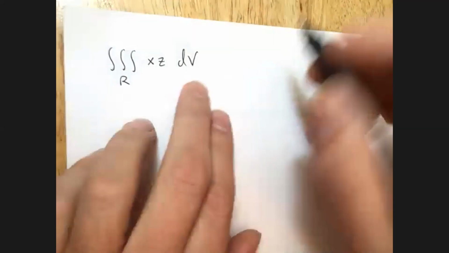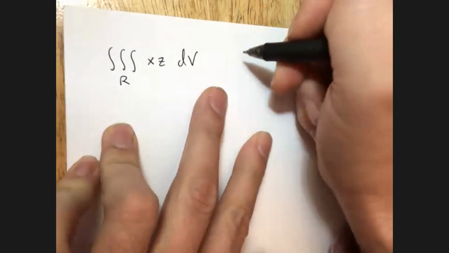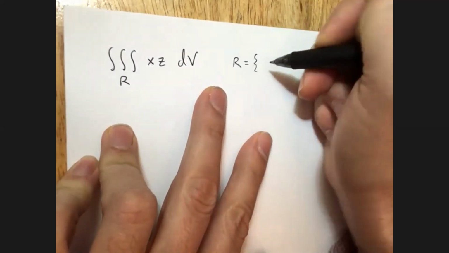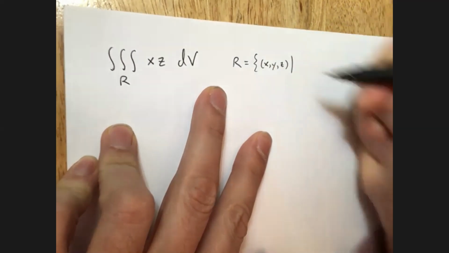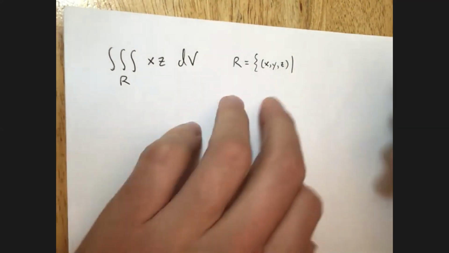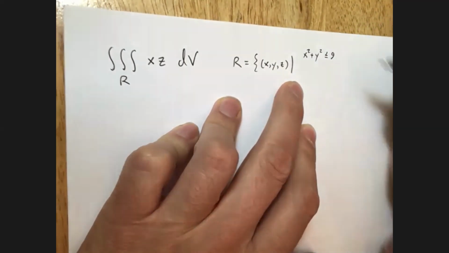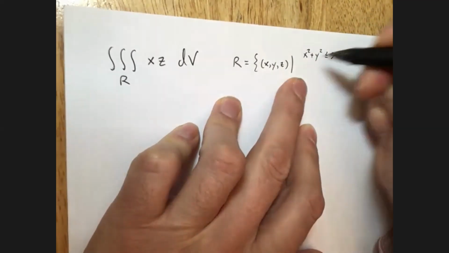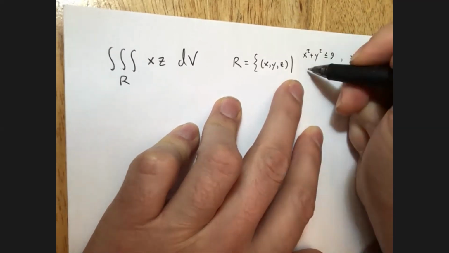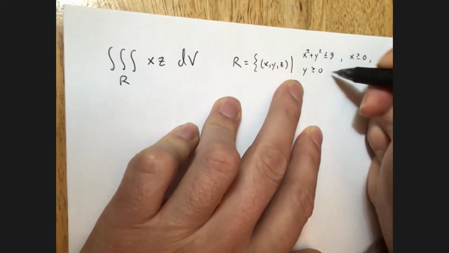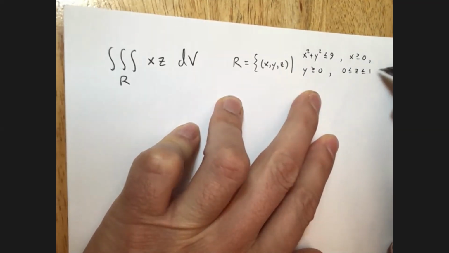All right, but I need to tell you what the region is that we're integrating over. R is going to be the set of all points x, y, z, such that x squared plus y squared is less than or equal to 9, x is greater than or equal to 0, y is greater than or equal to 0, and z is between 0 and 1.